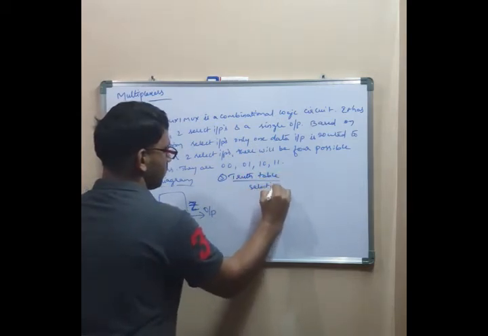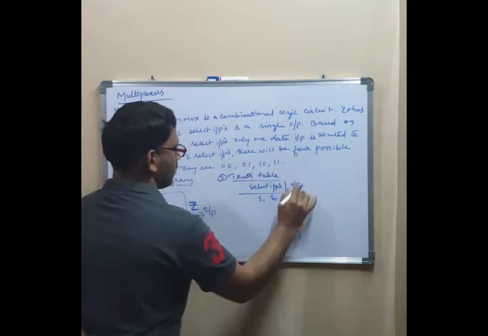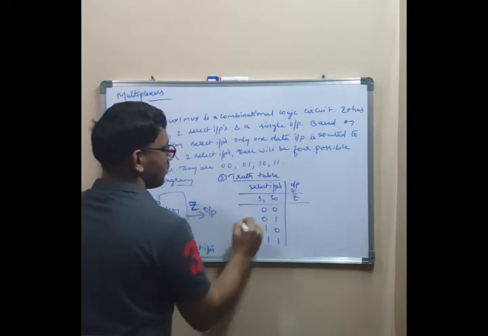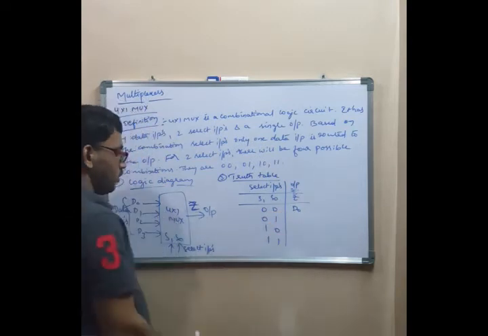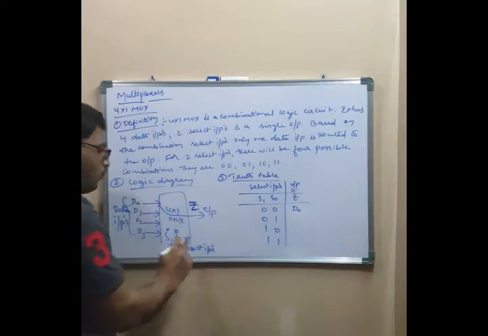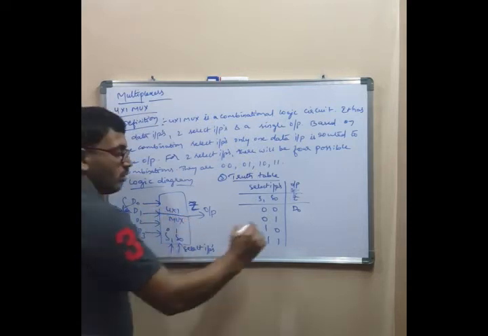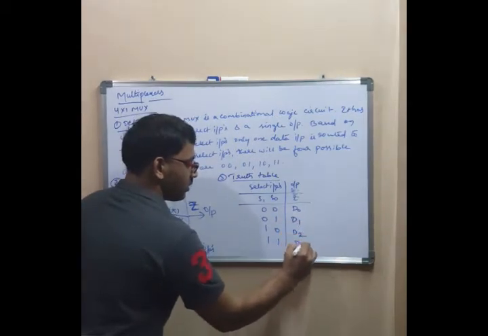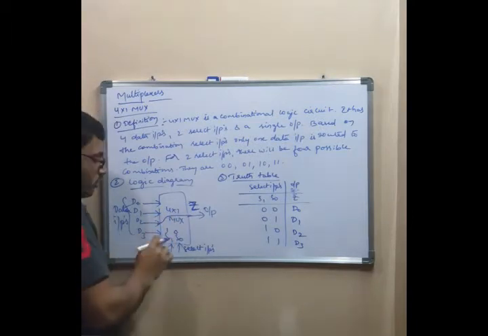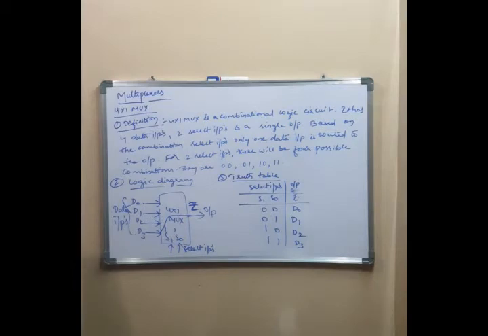Next, coming to the truth table. Select inputs S1, S0, output Z: 0 0, 0 1, 1 0, 1 1. When S1, S0 are 0, 0, D0 is routed to the output. When S1, S0 are 0, 1, D1 is routed to the output. Next D2, next D3. When S1 is 1 and S0 is 0, D2 is routed to the output. When both are 1, 1, D3 is routed to the output. Right, this is the truth table.